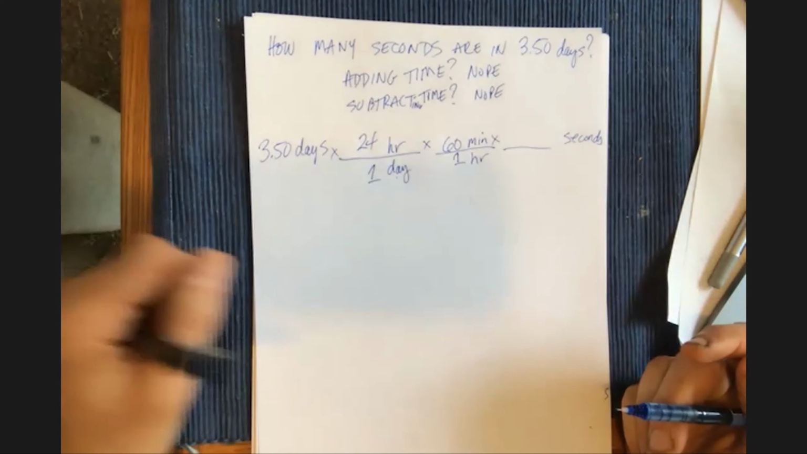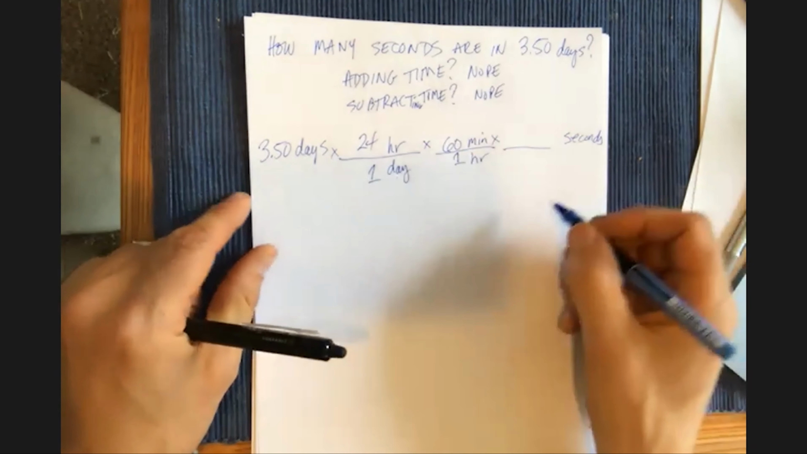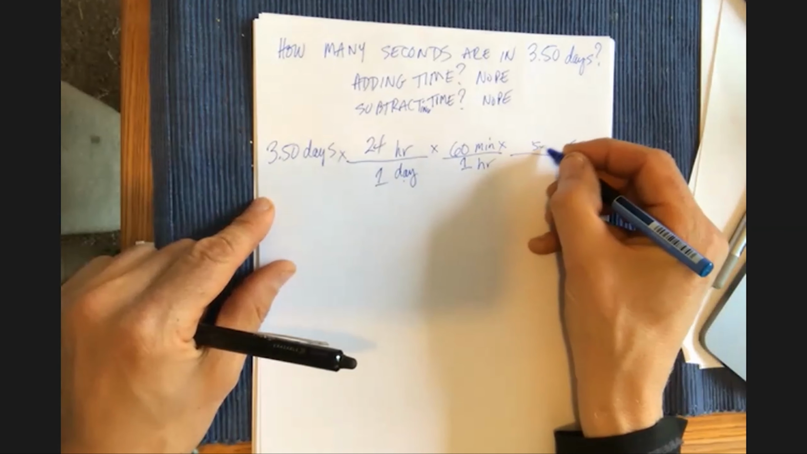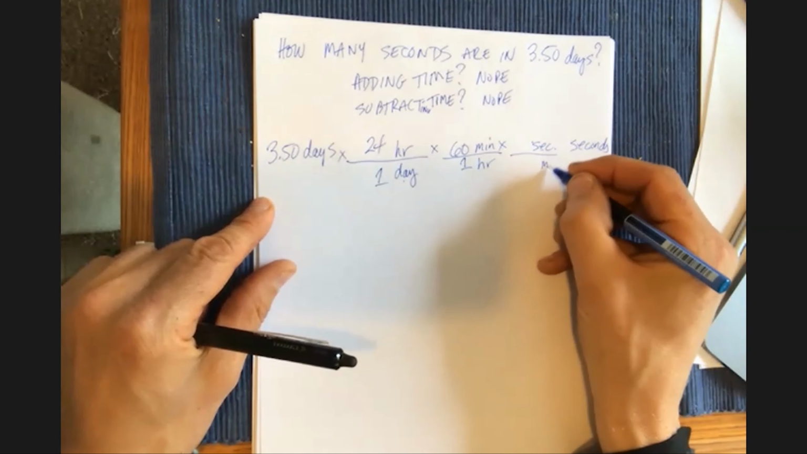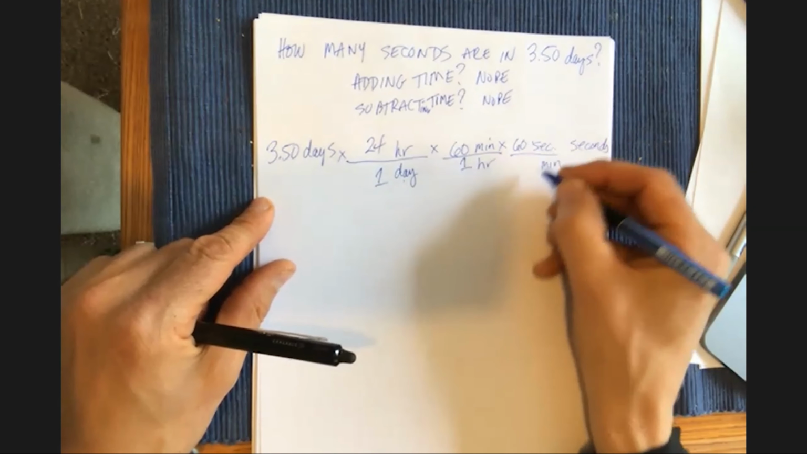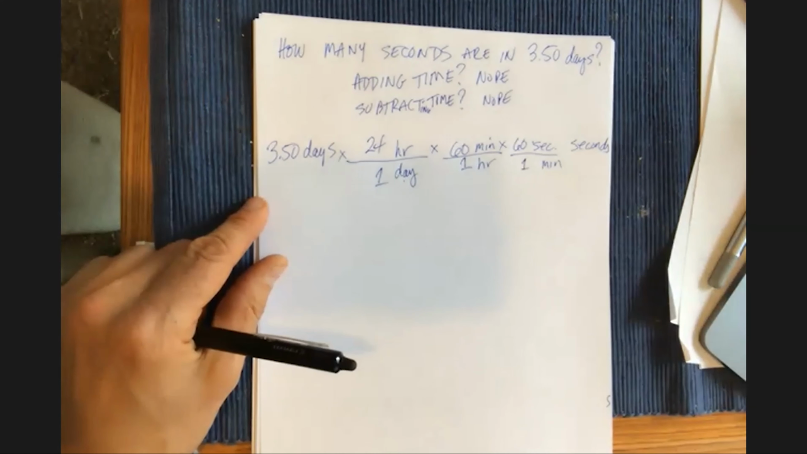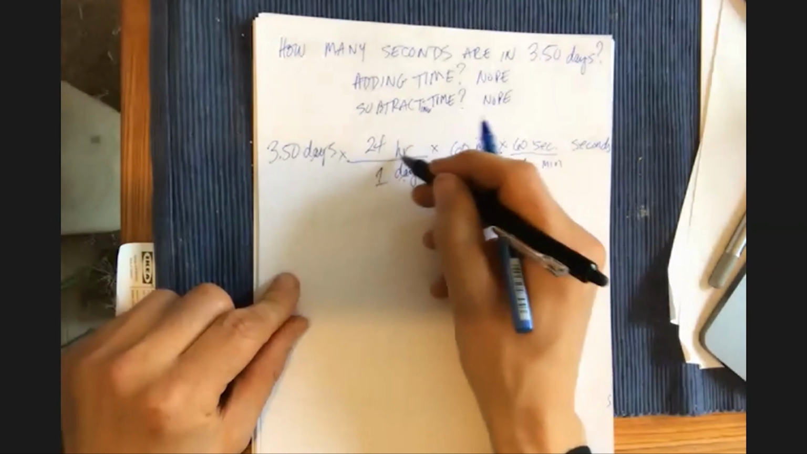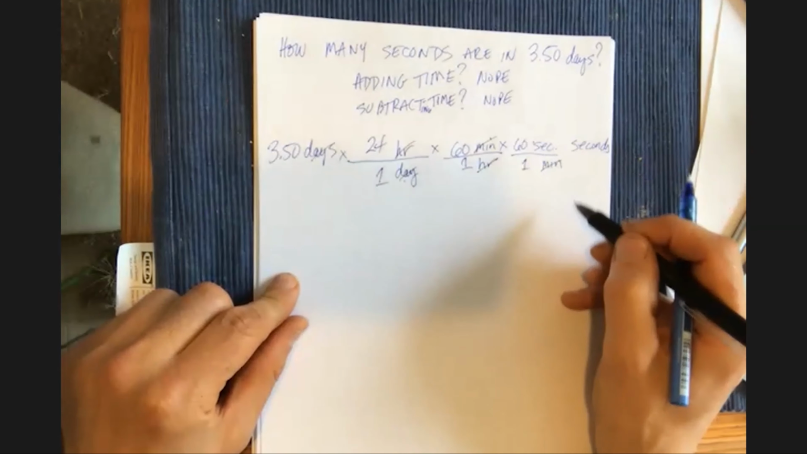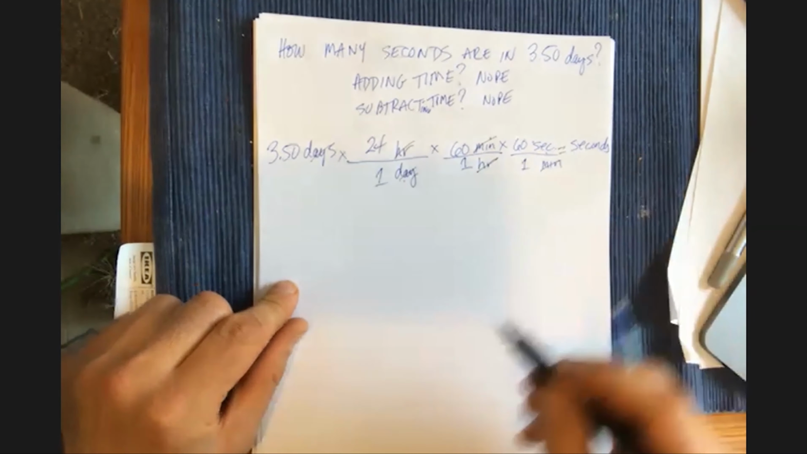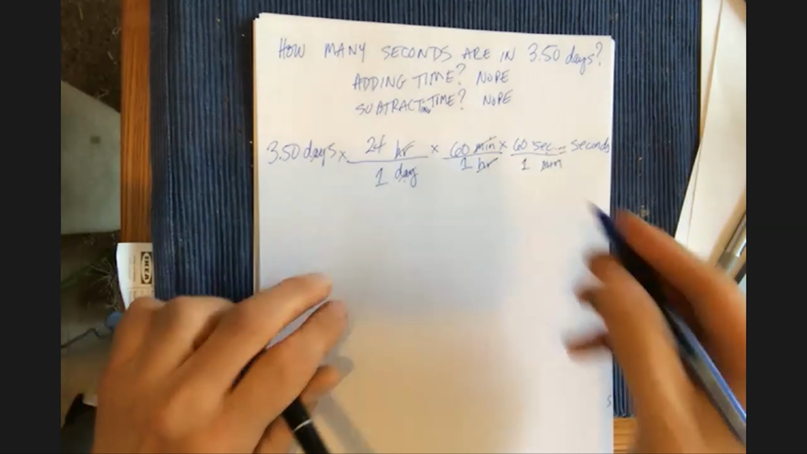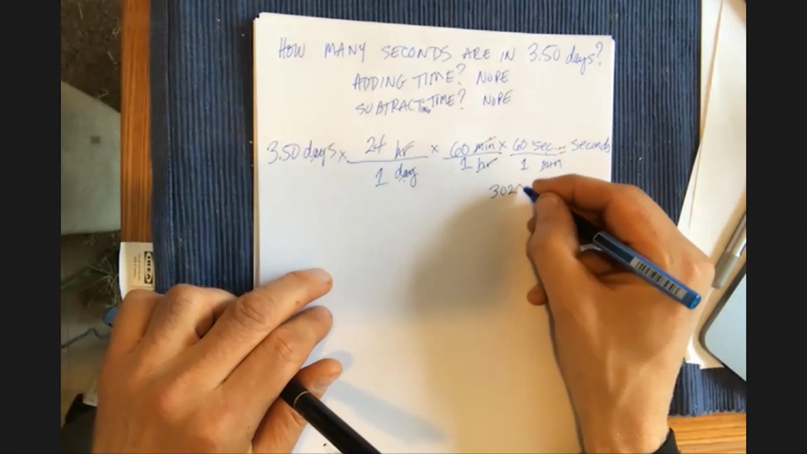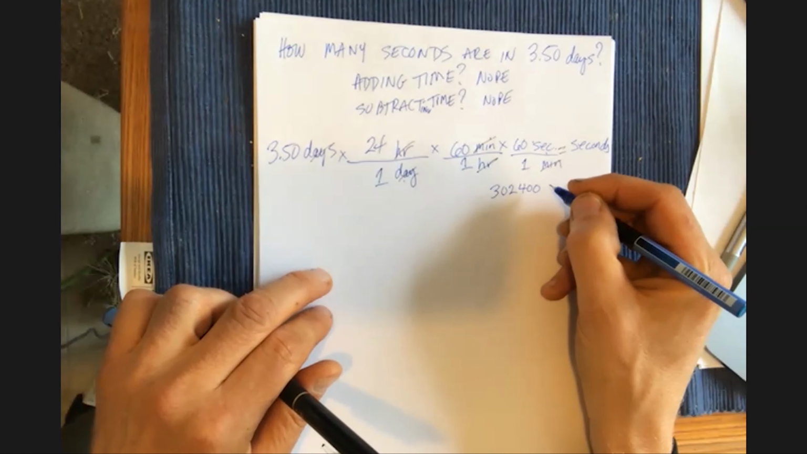I haven't added any seconds, haven't taken any seconds away, just expressing them differently. And so then I want to go from minutes to seconds. So I better have seconds up here. And I better have minutes down here. And I know that it is 60 seconds in 1 minute, right? Yep. So days and days will cancel, hours and hours will cancel, minutes and minutes will cancel, and that will leave seconds, which is what I want. And I did this math before, and I got 302,400 seconds.